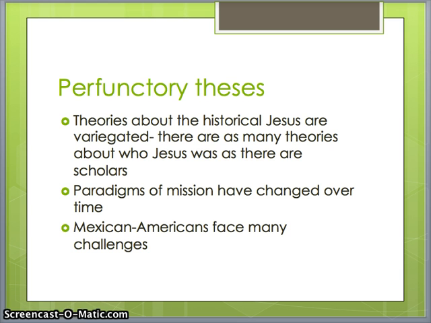Okay, here are some perfunctory theses, or what I would just call a C- thesis. Here are some examples. Theories about the historical Jesus are variegated. There are as many theories about who Jesus was as there are scholars.